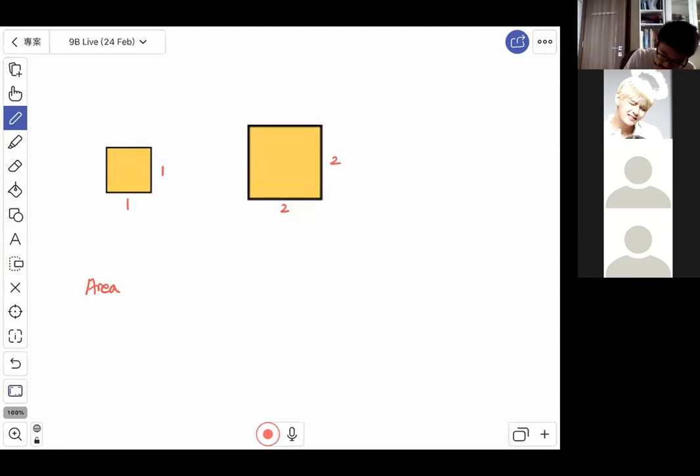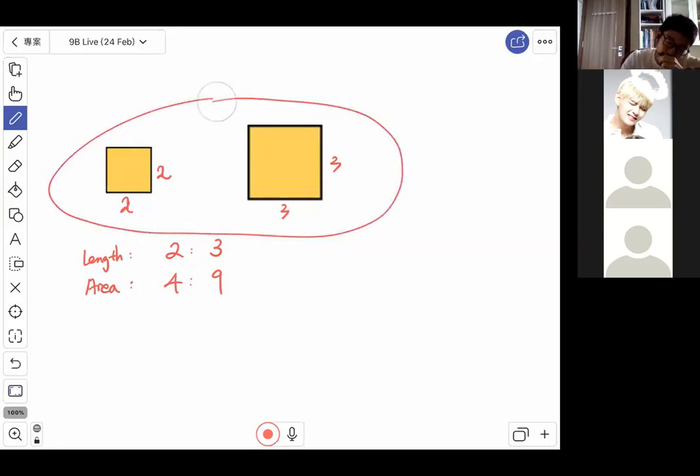If I change the value a little bit, two times two, and then three times three, what will be the new area if the length ratio is 2 to 3? Then the area ratio will be 4 to 9. This easy example illustrates why, because for a square, you can easily find that out.